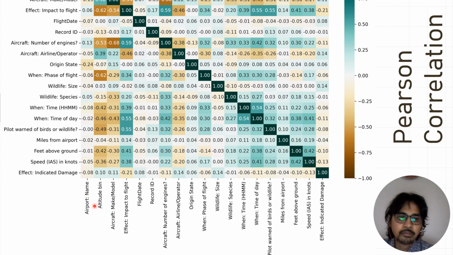Some features have values between 0.1 and 0.2. Those features are the altitude bin, the aircraft make model, the aircraft number of engines, the aircraft airline operator, the wildlife size, time of day, feet above ground, and lastly the speed IAS in knots.